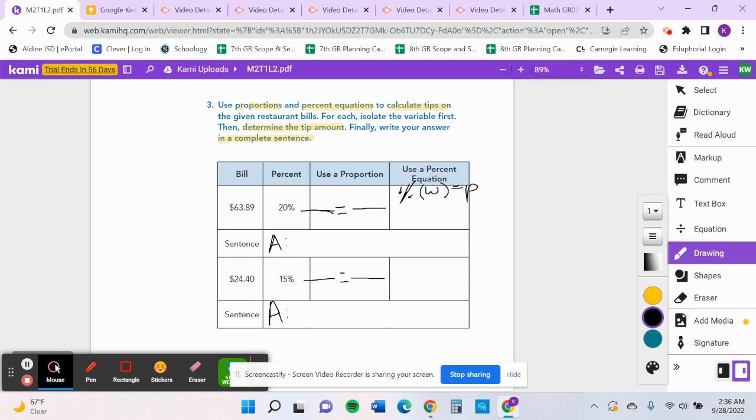At this time, go ahead either on your own or with a partner, solve using a proportion and the percent equation to find your tip amount. Pause here.